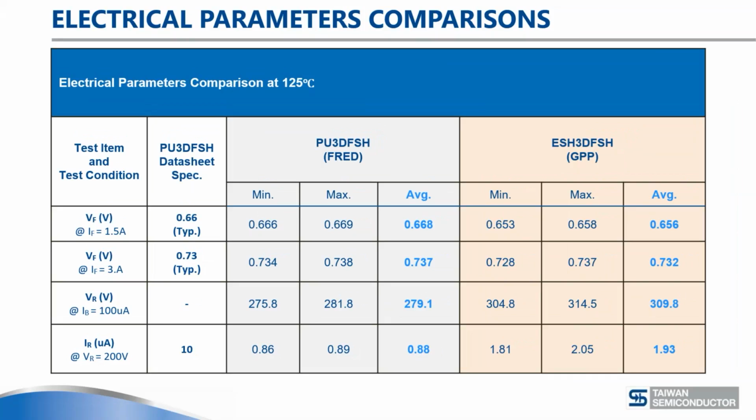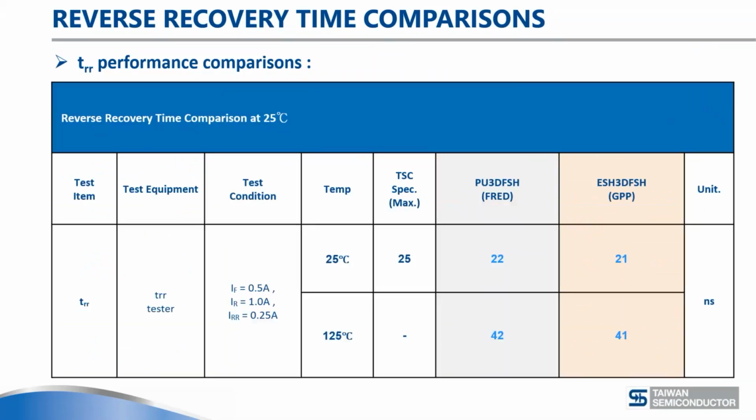And if we go to the bottom line, we can see that the planar part, the FRED, is 880 nanoamps on average, and the GPP part is 1.93 microamps. Again, it's double, but frankly speaking, it's not such a big deal. It's not such a thing that an average designer would say, I would like to use this product because of that.